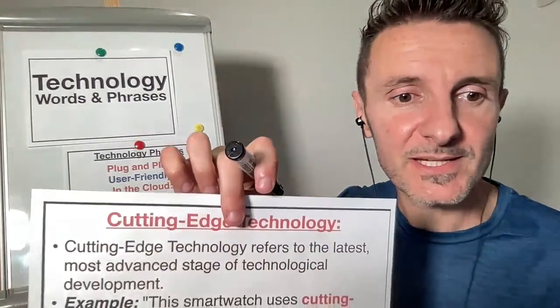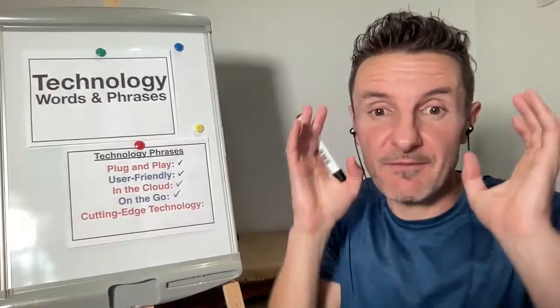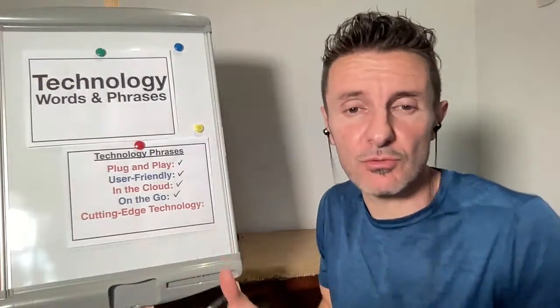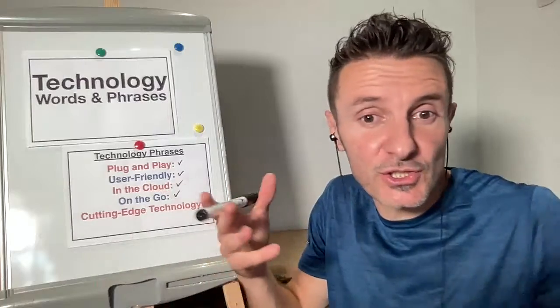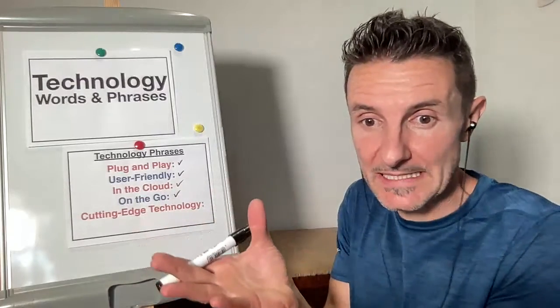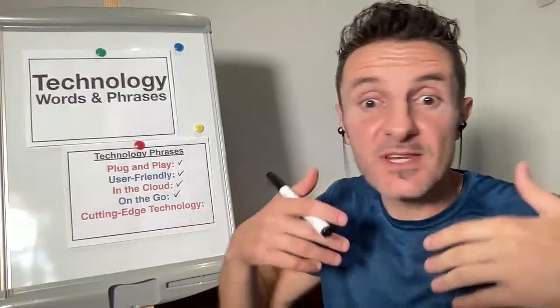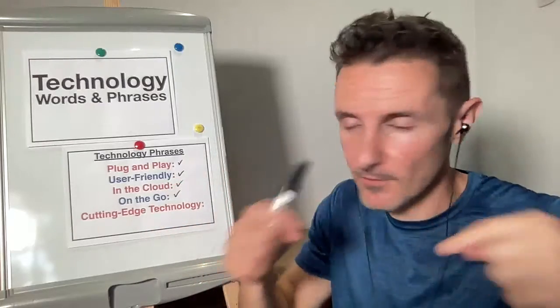Why? Because cutting edge technology is the latest, most advanced stage of technological development. What does that mean? That means the newest technology, the technology that they've just created. AI is cutting edge technology. It's new. People are only now starting to use it and learning how to use it. It is the newest technology that has just been released. Cutting edge technology: new machines, new devices, new software that we've never seen before, that we're just using now.